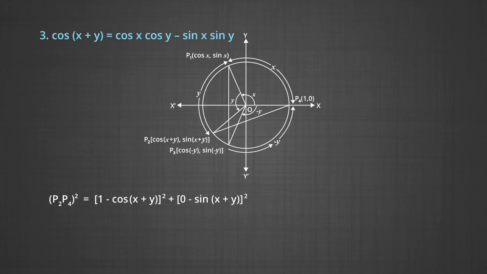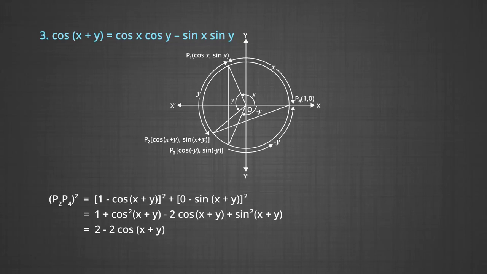Now, let us take P2P4 the whole square, which is equal to 1 minus cos of x plus y the whole square plus 0 minus sin of x plus y the whole square. On expanding, this comes out to be equal to 1 plus cos square of x plus y minus 2 cos of x plus y plus sin square of x plus y. We again replace cos square of x plus y plus sin square of x plus y by 1, which gives the value of P2P4 the whole square as 2 minus 2 cos of x plus y.